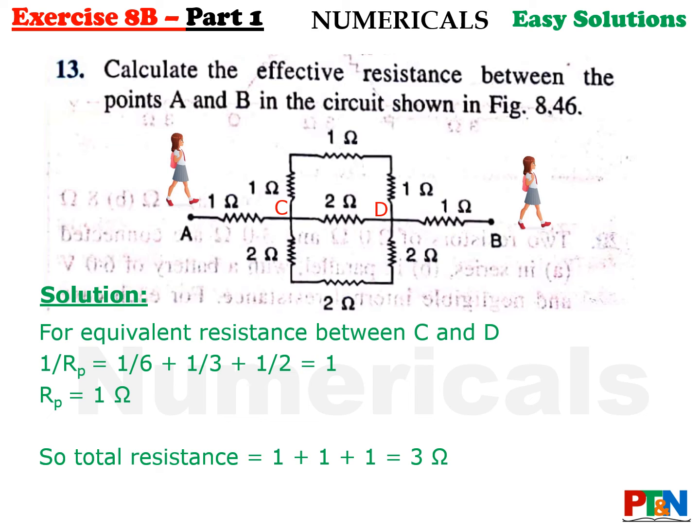So resistance between C and D becomes 1 ohm by our old calculation. 1 by Rp is equal to 1 by 6 plus 1 by 3 plus 1 by 2. That gives you the equivalent resistance of the parallel combination as 1 ohm. So finally it turns out to be 3 number 1 ohm in series, 1 plus 1 plus 1. So resistance between A and B is 3 ohm.